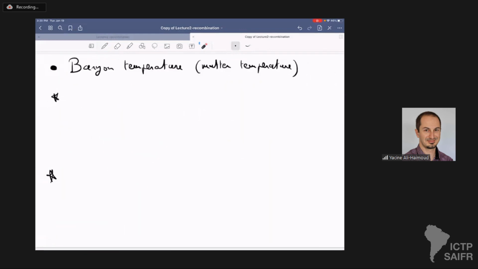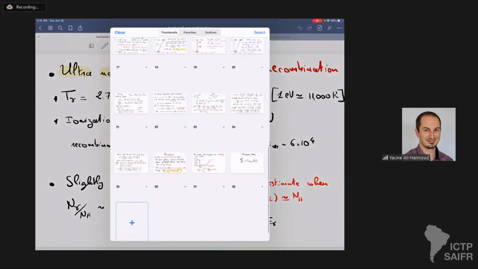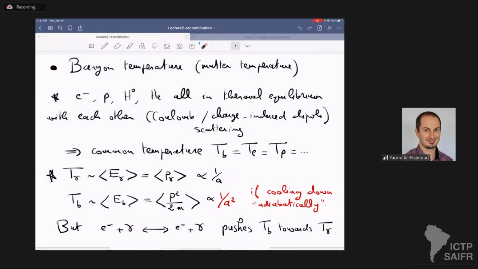Okay, another aspect that goes into Saha equilibrium, or the equilibrium assumption in general, is that the matter temperature is equal to the baryon temperature. So given that I'm running a little bit late on time, I'm going to switch to my pre-written notes. So we're going to go straight here.